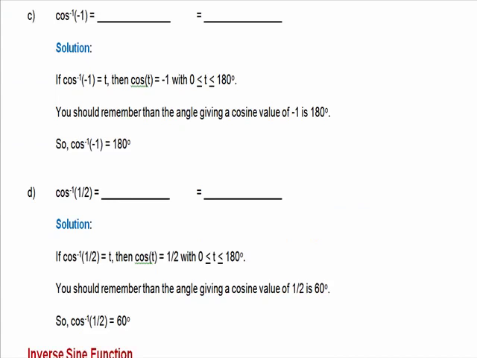Letter C, inverse cosine of negative 1. Again, if we call the inverse cosine of negative 1 t, reversing our notation tells us cosine of t equals negative 1, and my t has to be between 0 and 180. So I think about my unit circle. Where is the x value, because cosine is the x value? What angle gives me a negative 1? Well, I'm over at 180 degrees when I do that. Over at 180, the cosine x value would be negative 1. So the inverse cosine of negative 1 is 180 degrees.